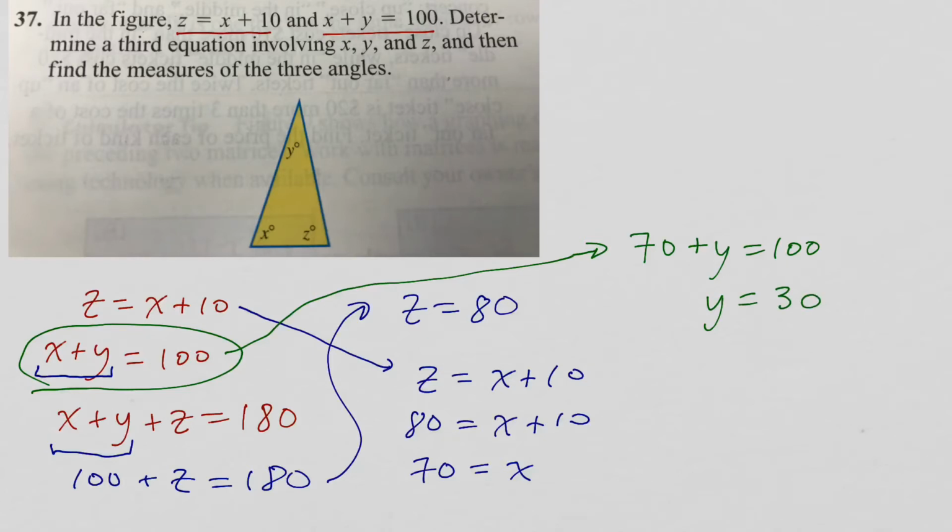All right, so the angles are: angle x equals 70 degrees, angle y is equal to 30 degrees, and angle z is equal to 80 degrees.